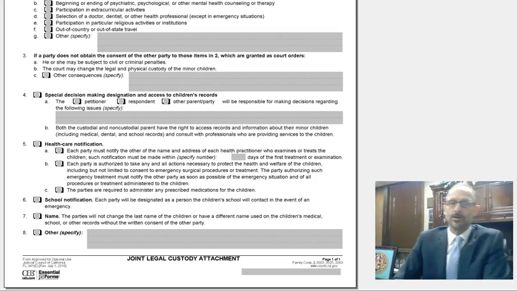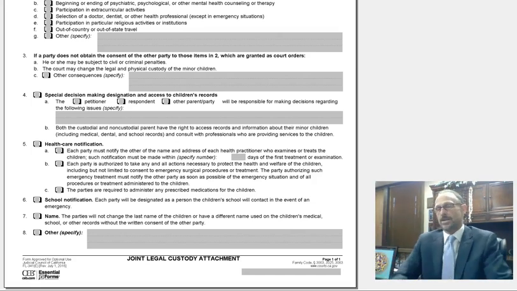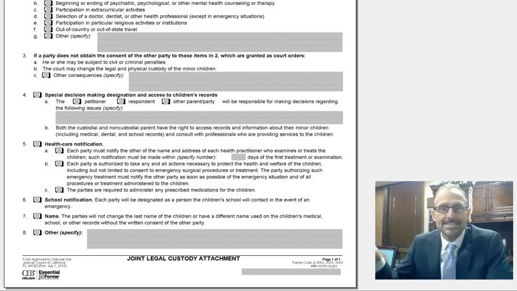So that's what I was talking about earlier. You absolutely have a duty to take care of your kids if there's an emergency. Take them in, get them fixed up, get them healthy. Do what you need to do to protect your kids, but notify the other parent immediately, as soon as you can. C says the parties are required to administer any prescribed medication for the children.